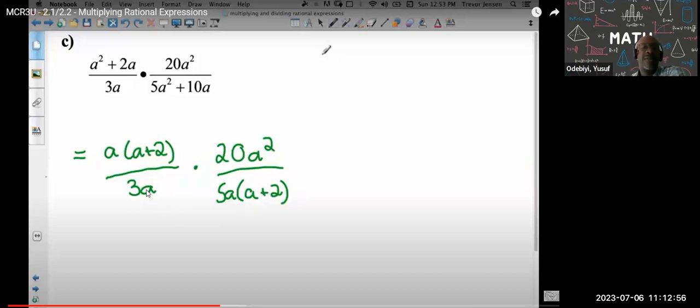Now let's see what I can cancel. A times a is a squared, so I can cancel out the a squareds. I'm just going to leave it with a up top. The other thing I can cancel is a plus 2. I can cancel that, and I can cancel that, because that's going to be a times a squared, so that's canceled. And I can cancel a plus 2. And I can also say, well, 5 goes into 20, so I can cancel out the 5, and this 20 turns into 4.